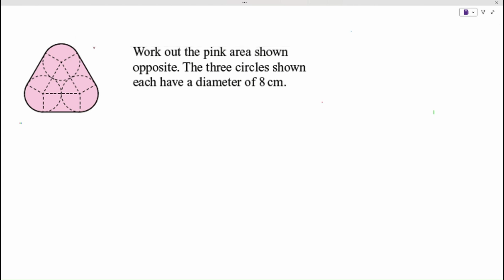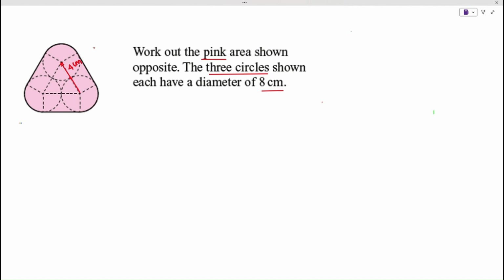In this video, we will be going over a GCSE question of the area of a shape. So, we have our question. Work out the pink area shown opposite. The three circles shown each have a diameter of 8 centimeters. So, since we know that our diameter is 8 centimeters, we can find out that the radius of each of our circles is 4 centimeters.